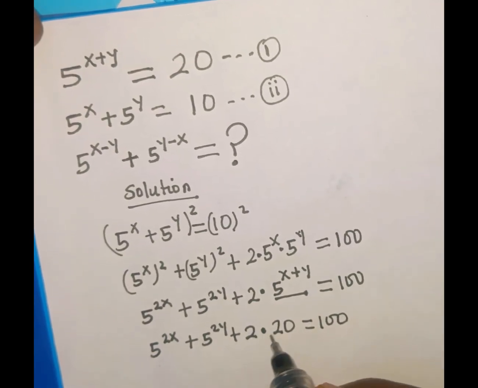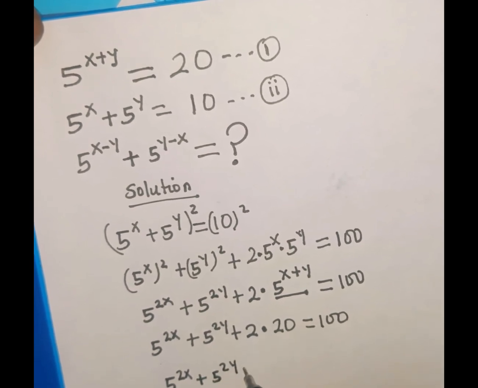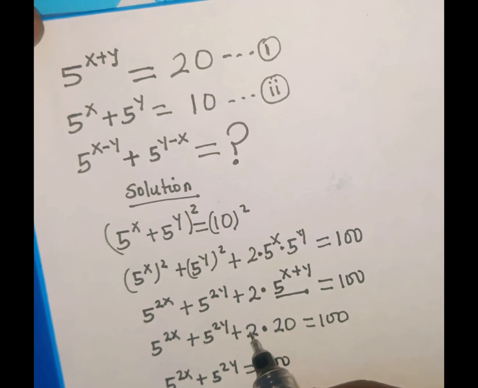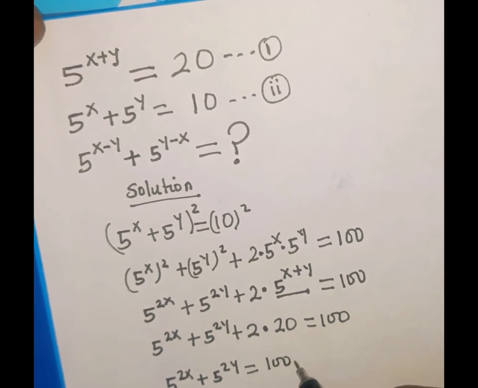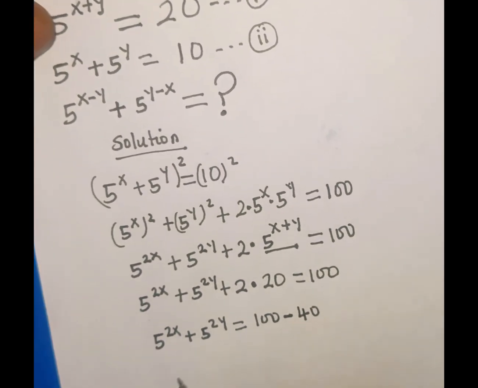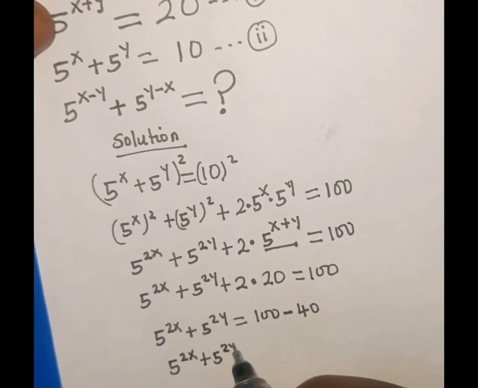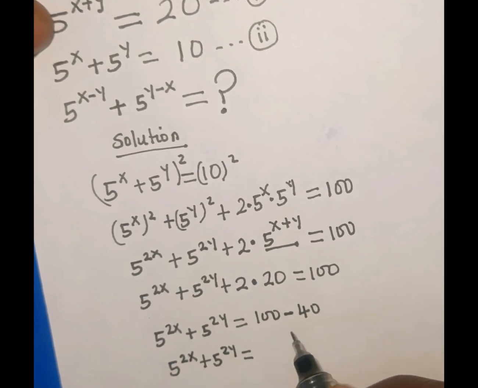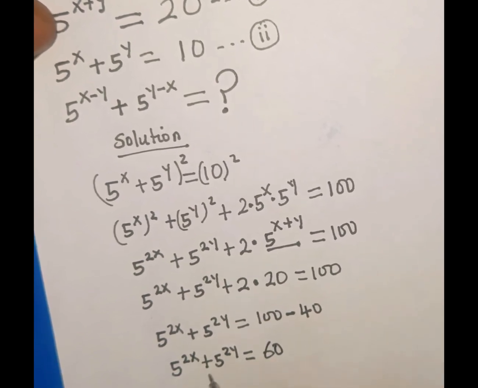So the next thing we're going to do is to take this constant to the right hand side. So we have 5 raised to the power of 2x, plus 5 raised to the power of 2y, equal to 100, then 2 multiplied by 20 gives us 40. When we take that 40 to the right hand side, it becomes negative 40. So we have 5 raised to the power of 2x plus 5 raised to the power of 2y equal to 100 minus 40, which gives us 60. So we solve this to be 60.